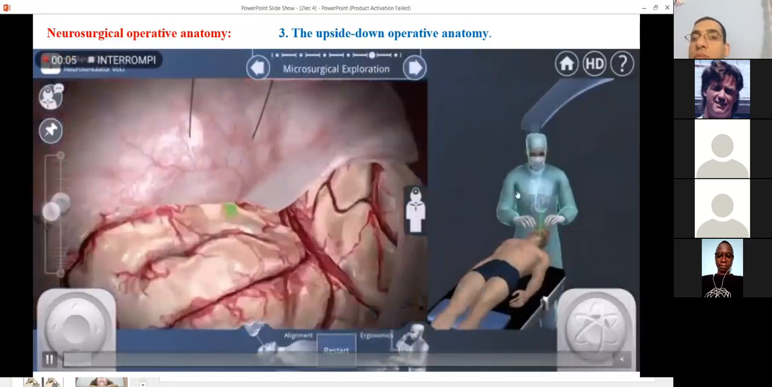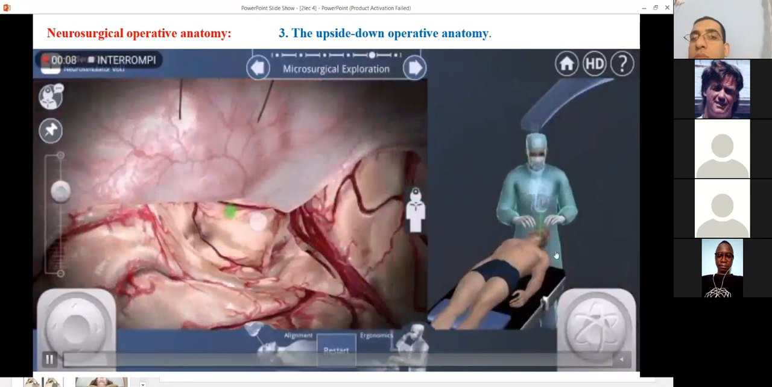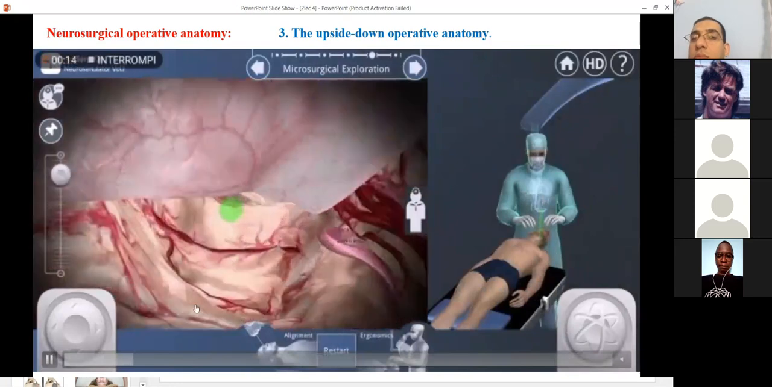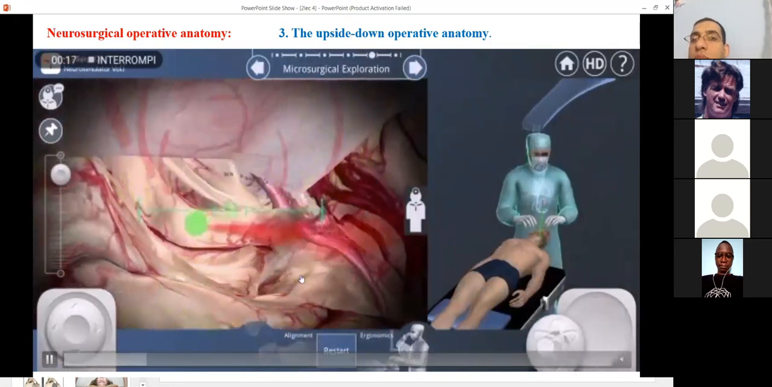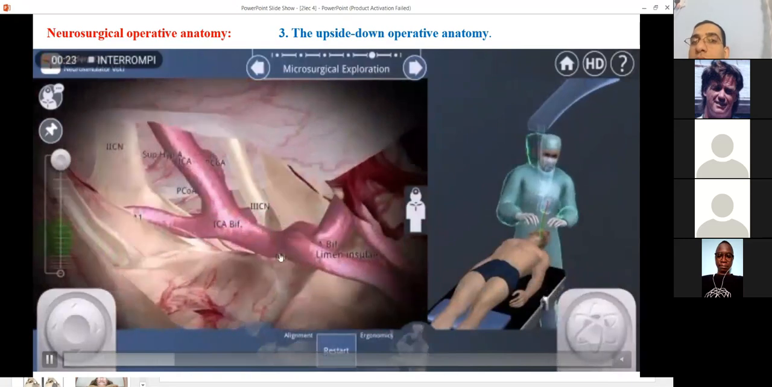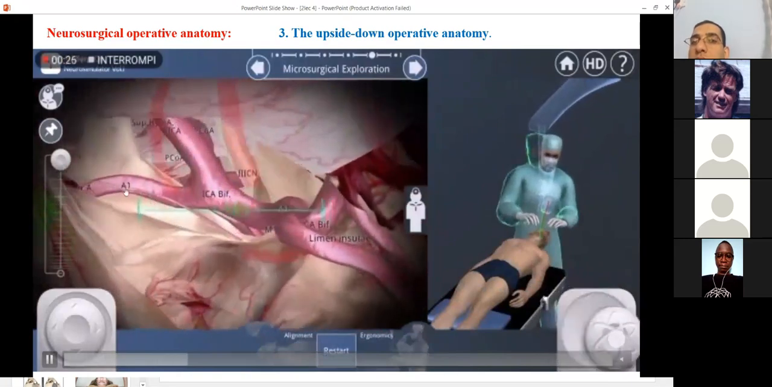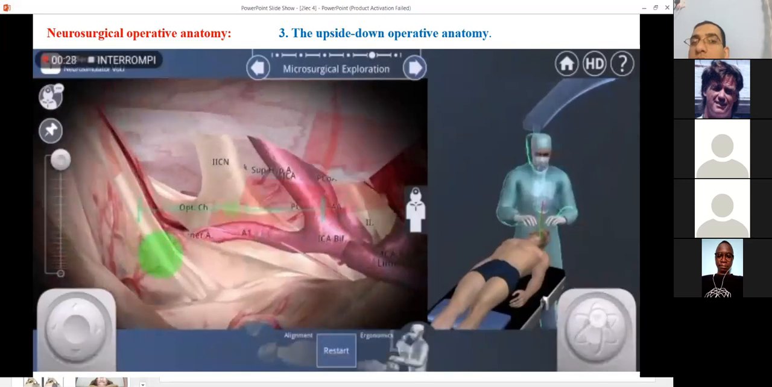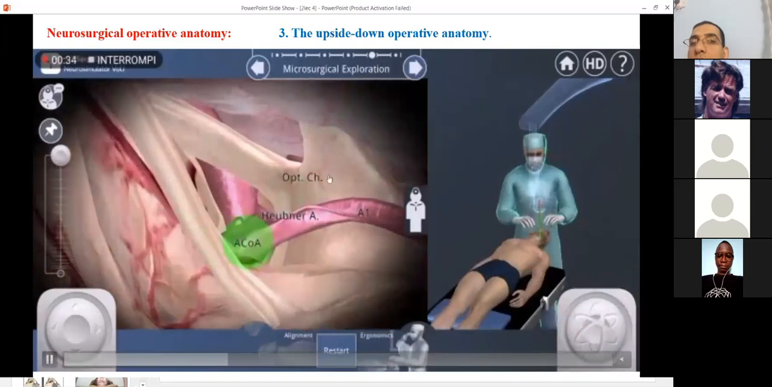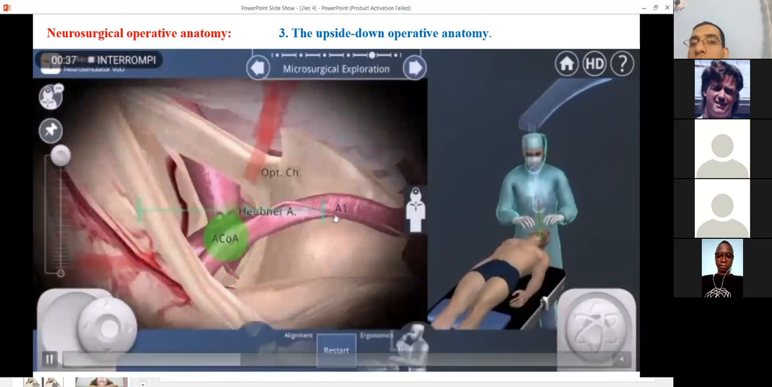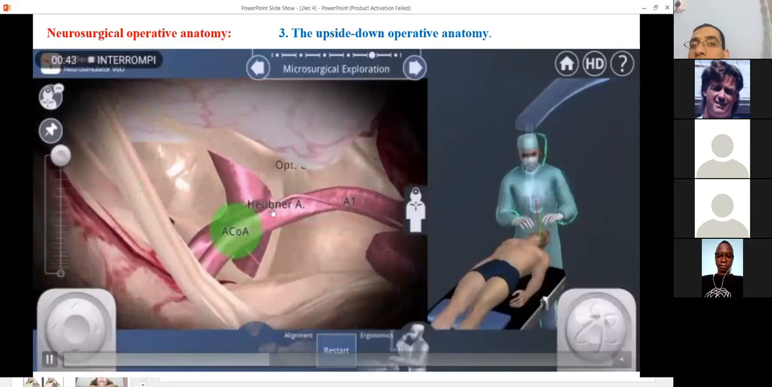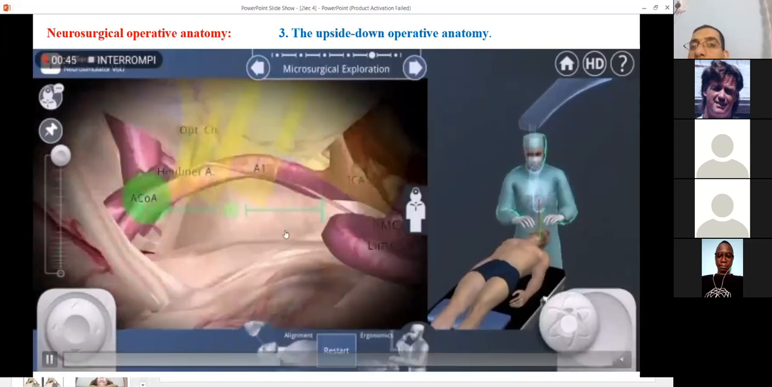Yes, the surgeon will be standing just above the patient, on the top of the bed, and now opening the sylvian fissure, changing the direction of the microscope as illustrated in this video. Here the middle cerebral artery, the carotid artery, the A1 anterior cerebral artery, the optic chiasm. This is the inverted anatomy where the optic chiasm is above the A1, while in anatomy the A1 is above the optic chiasm. Here the ACOM is below the A1, while in anatomy it's above.